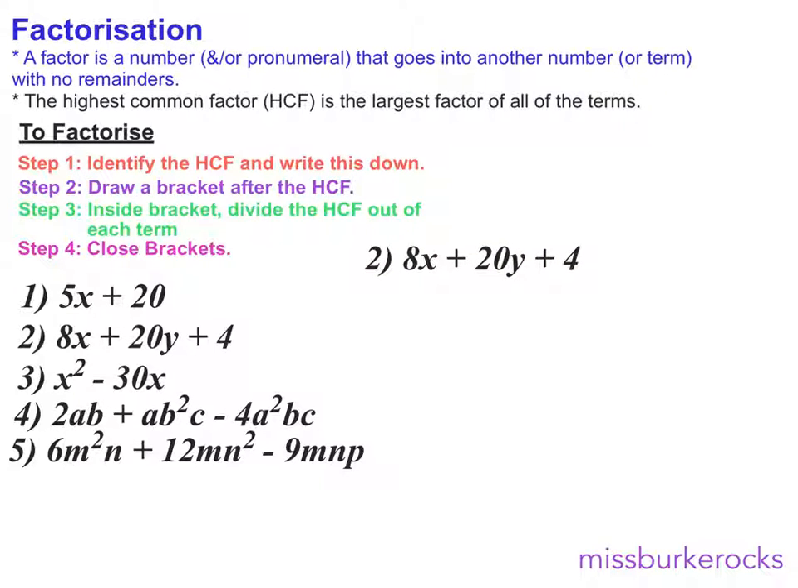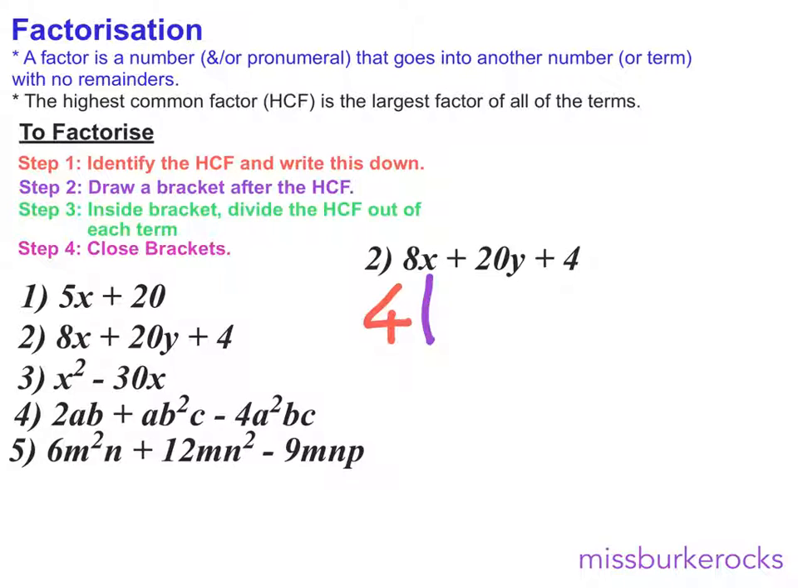So 8x plus 20y plus 4 is our expression, and we're going to factorise it. So our first step is identify our highest common factor and write it down. So we want to see what goes into 8x, into positive 20y, and into positive 4. So in all those numbers, 4 is the highest common factor, so we write down 4. Then we have a look, are there any pronumerals that go into all of those terms? No. So then we just have to draw our bracket.